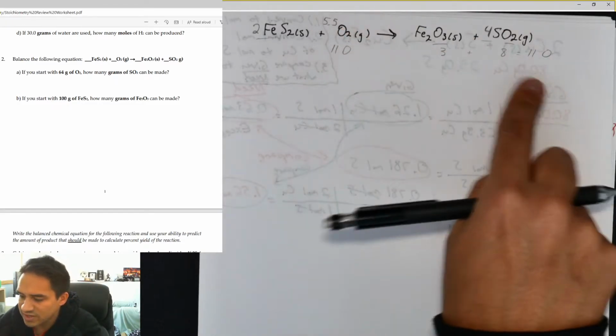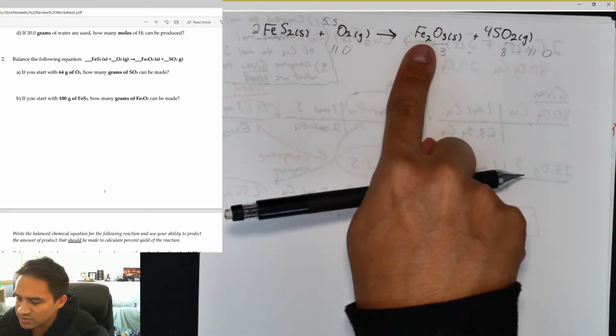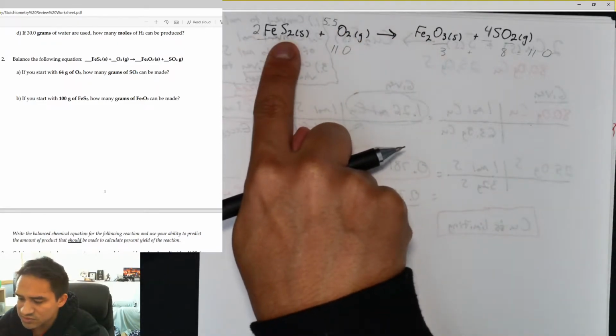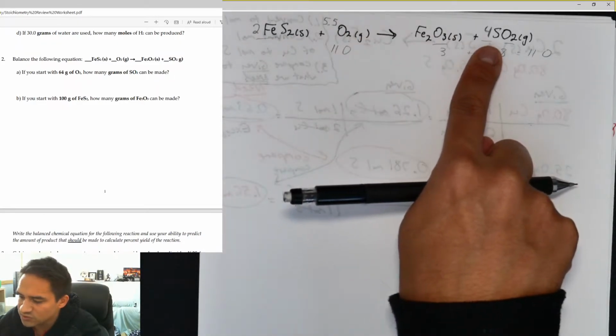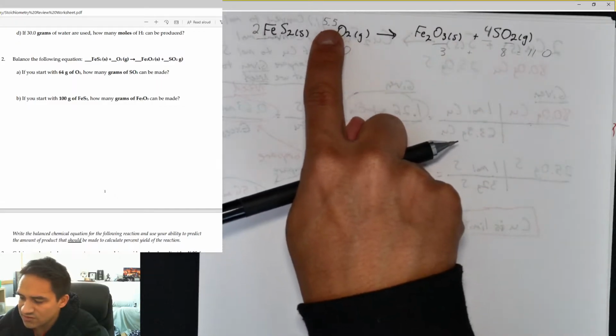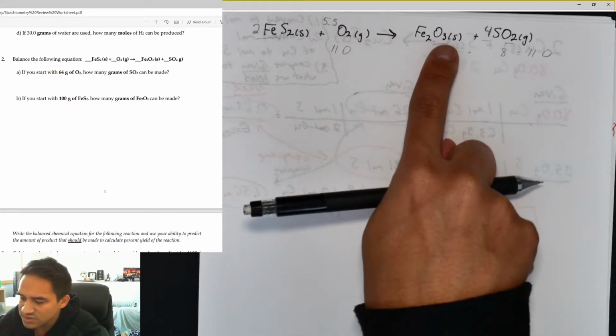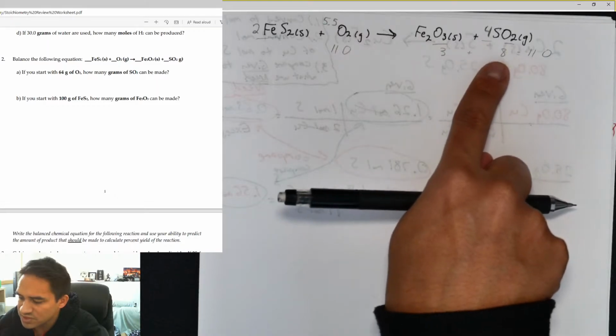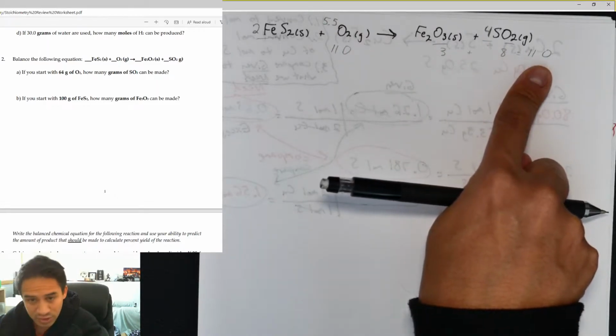And let's just make sure everything is balanced. So we have 2 irons here, 2 irons there. 2 times 2 is 4 sulfurs, 4 times 1 is 4 sulfurs. Then oxygens, we have 5.5 times 2, that's 11. This is 3 plus 4 times 2 is 8, and that's 11. All right, so everything is balanced.